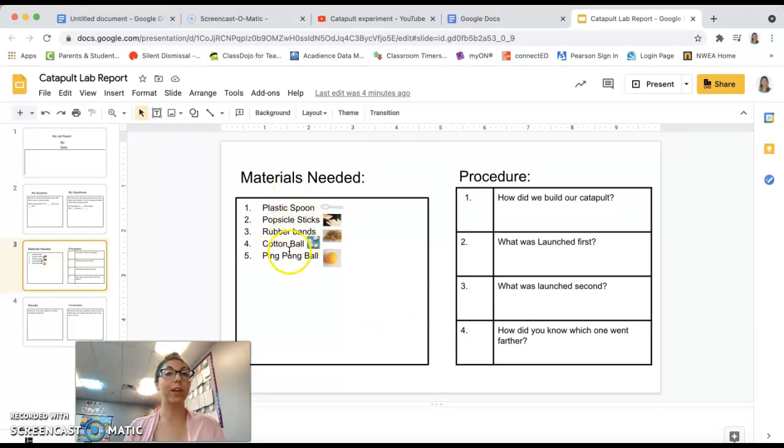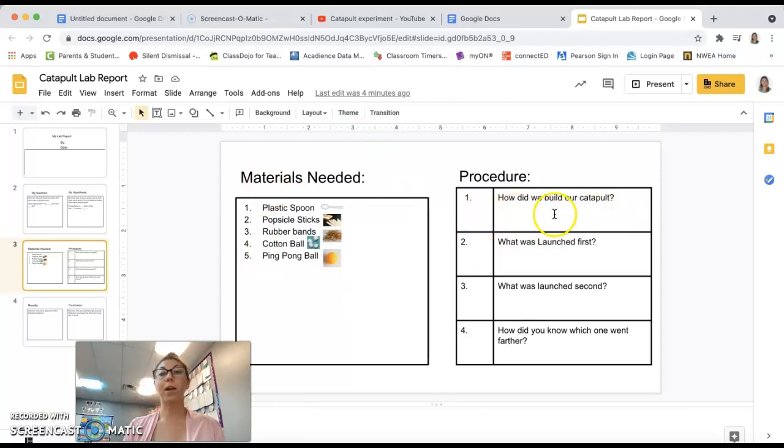The next page, if you're doing the virtual copy, I've already put down all of the materials that were used during the experiment for you and pictures of them as well. Okay, so you don't need to do anything on this part. If you're working on your materials needed page on your paper copy, you need to pause this video right now and write down all of these materials. You do not need to draw a picture, just write them down.